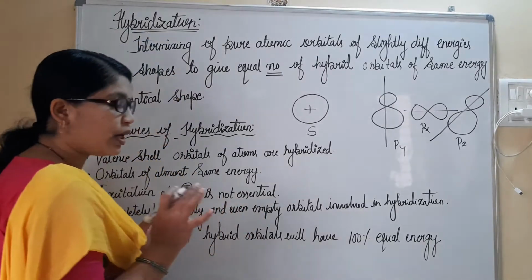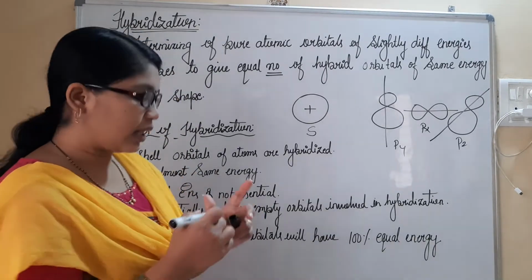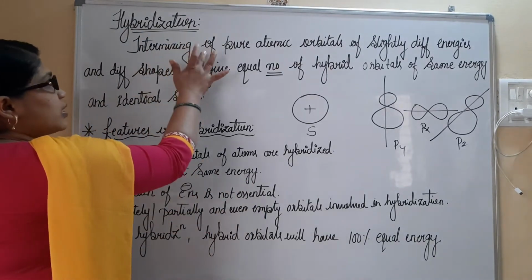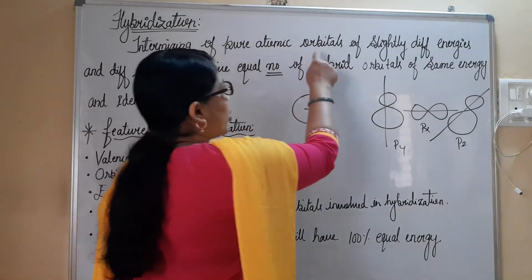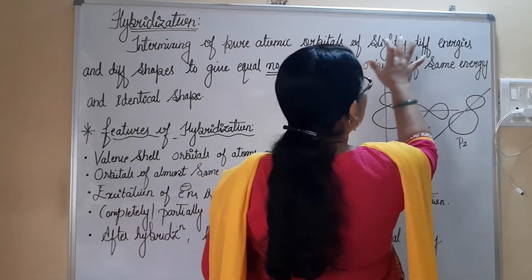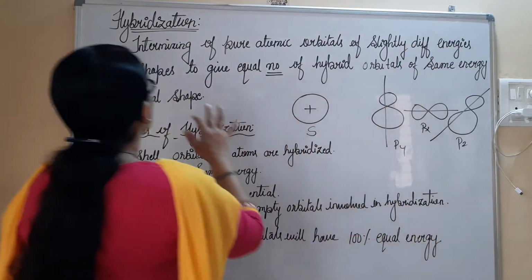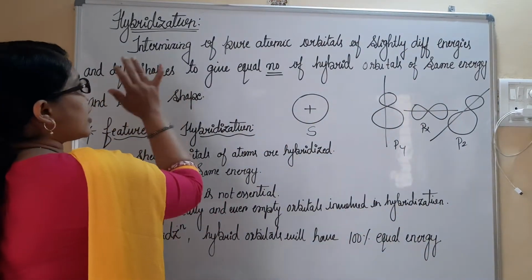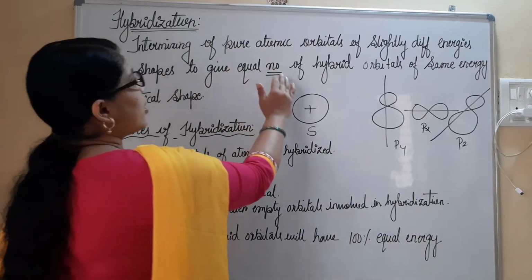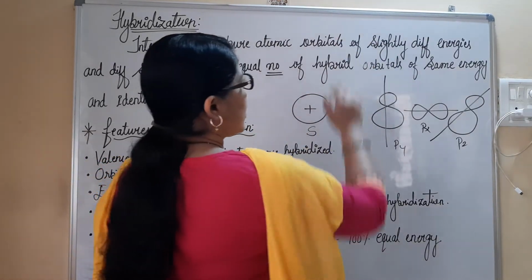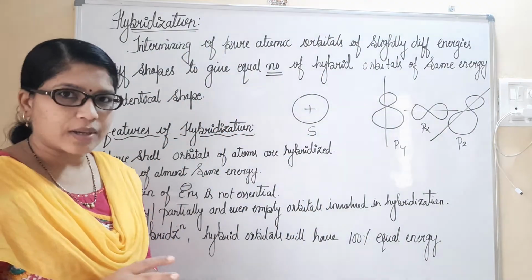The definition is: intermixing of pure atomic orbitals of slightly different energies and different shapes to give an equal number of hybrid orbitals of the same energy.